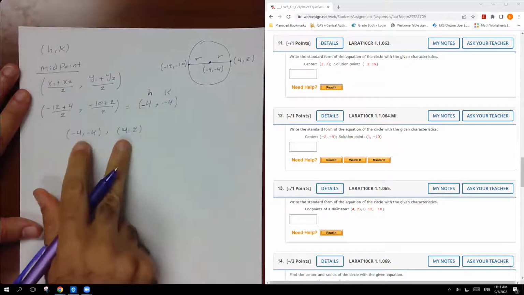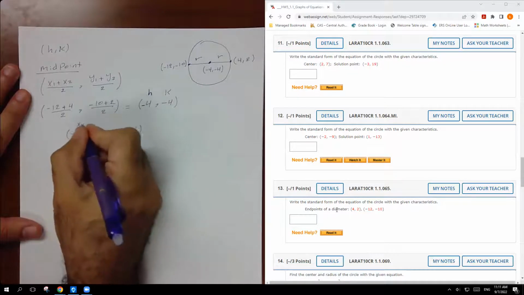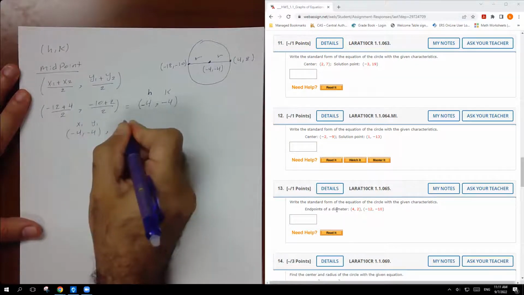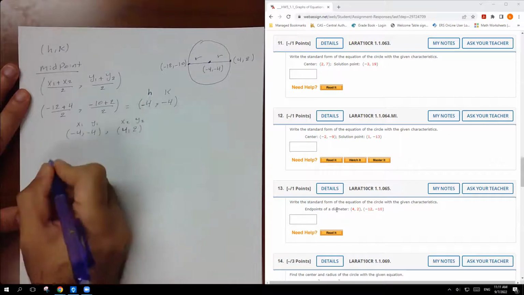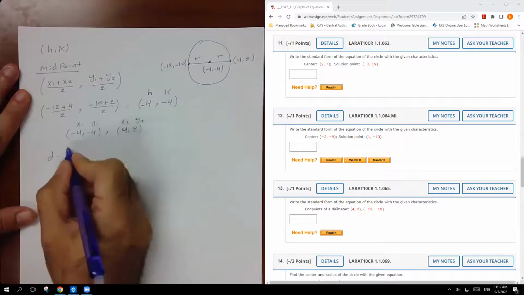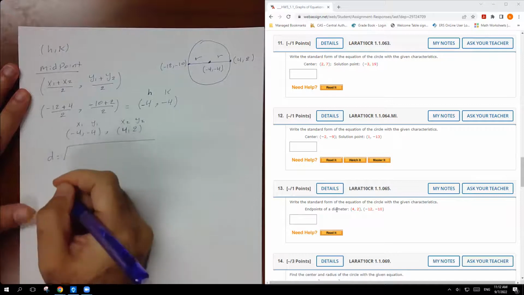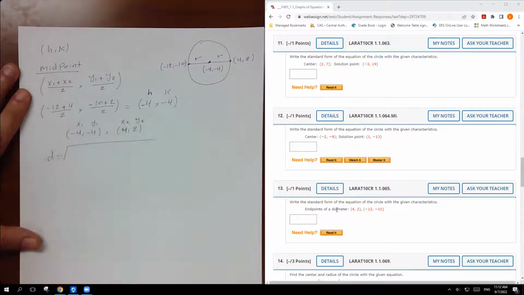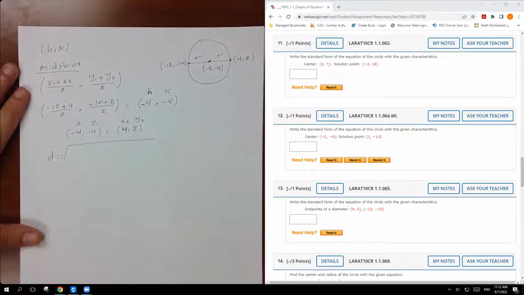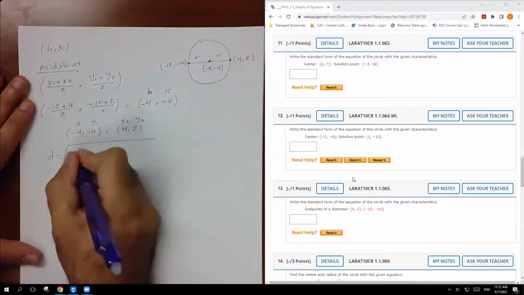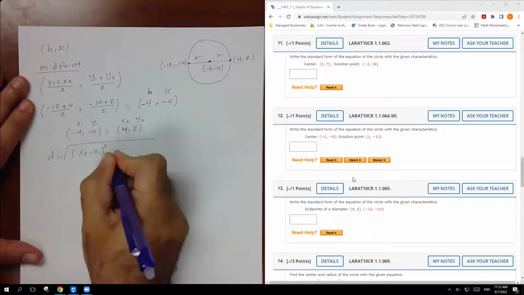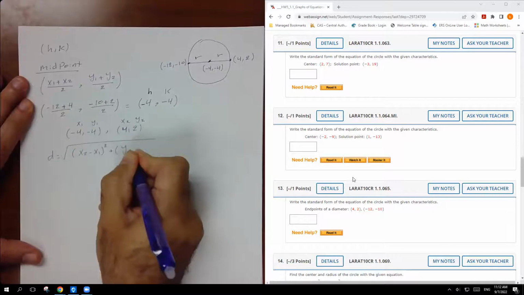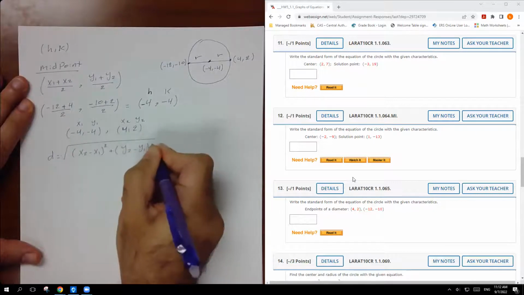That's me. I'm going to find the distance between this one. So I'm going to say this is x1, y1, x2, y2. So the distance is going to be, here's the formula, x2 minus x1 square plus y2 minus y1 square.